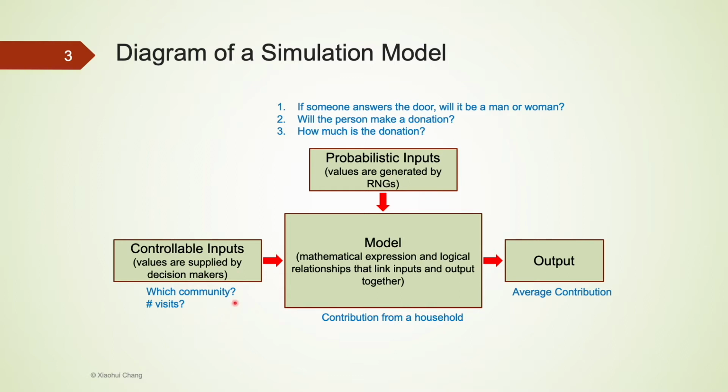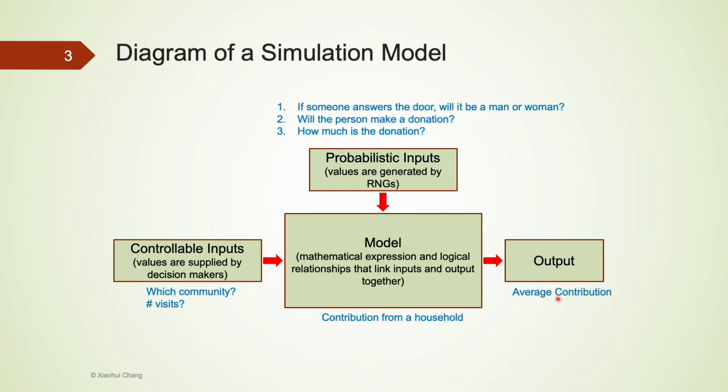Let's take a look at the several elements in this business simulation problem. The output is the average donation. The 3 sources of uncertainties that we just described, namely the gender of the person who answers the door, whether this person makes a donation, and the amount of donation are all probabilistic inputs. Other inputs that can be controlled include the time of visits, the number of visits that can be determined by the association. Once we have all the inputs ready, we can calculate the amount of contribution from one household, and the average contribution from many households can be easily calculated as well.